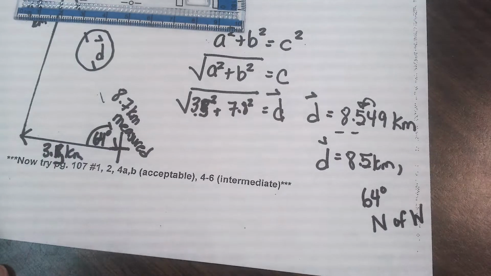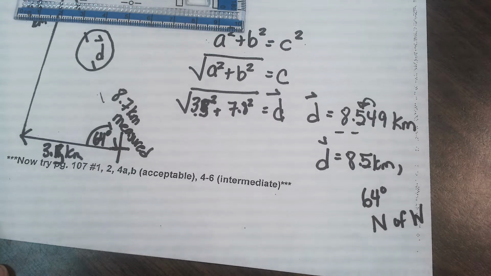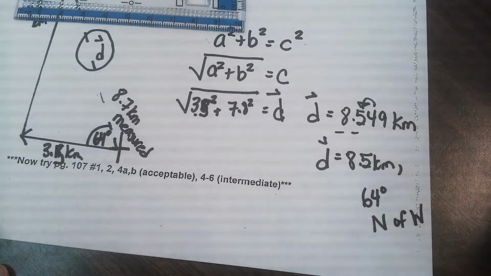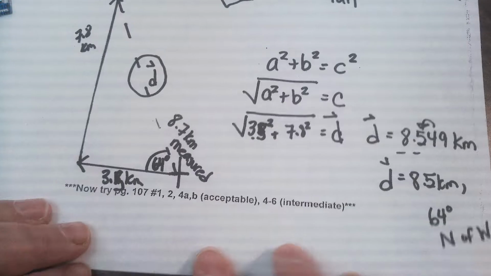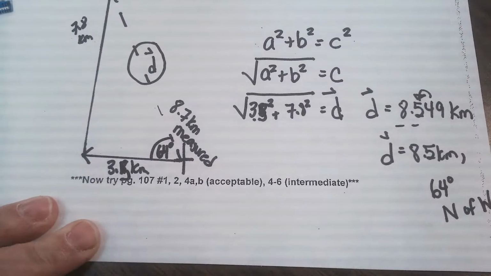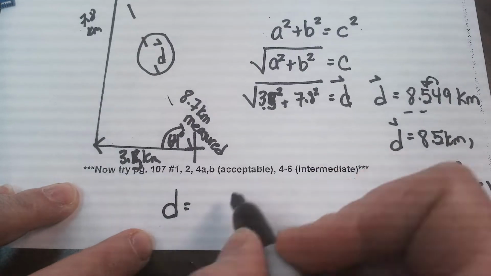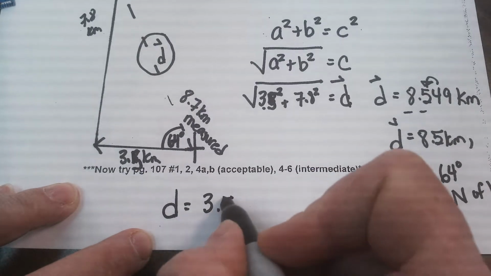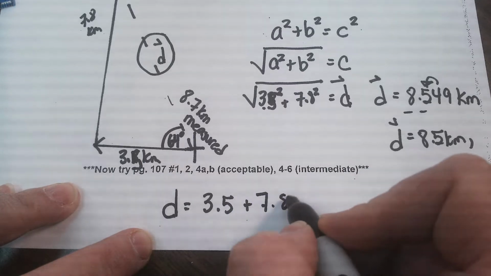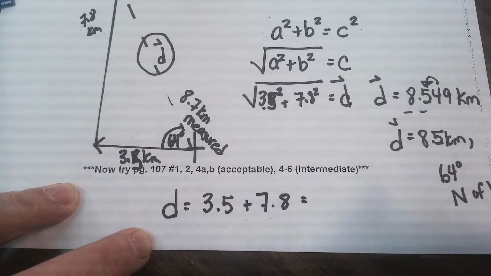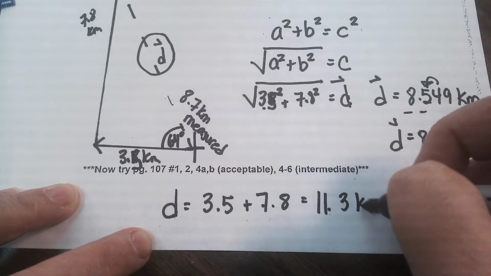Let's try these questions 1, 2, 4, A and B. Let's try those. We got 10 minutes. What would be the total distance? Question number B. Well, distance, he went 3.5 kilometers west and he went 7.8 kilometers north. So for a total of 11.3 kilometers.